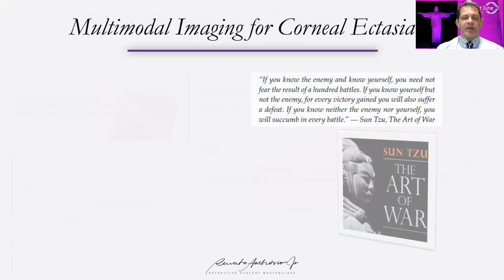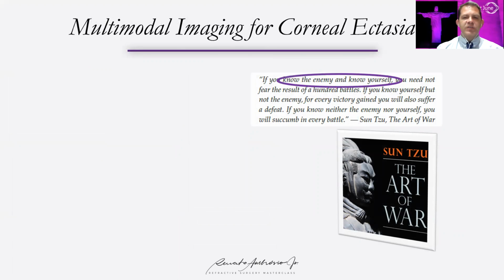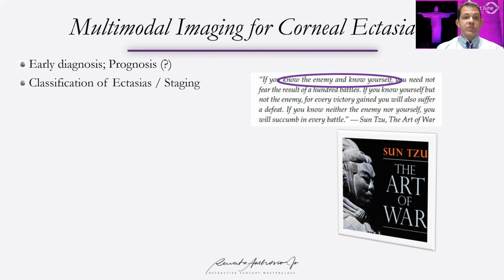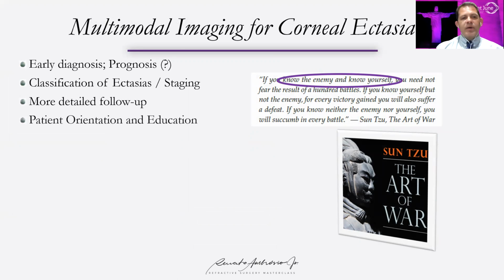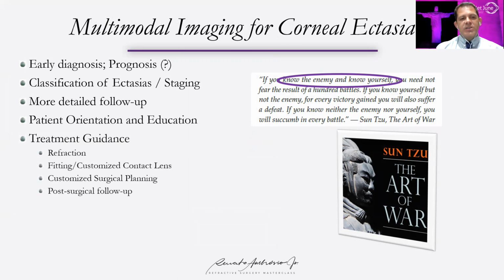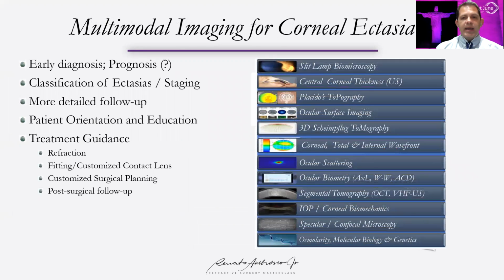Multimodal corneal imaging: we have the whats and the whys. What are we trying to achieve in terms of the goal of your work: screening, early diagnosis, prognosis, classifying ectasia, staging the disease, more detailed follow-up, which is important for patient orientation and education, and treatment guidance for refraction, contact lens fitting, customized surgical planning, and of course detailed follow-up. And we have multimodal imaging in the algorithm with applied artificial intelligence and ancient intelligence, the philosophy, so that we understand the whys, so that we can take advantage of these technologies for making the best decisions for our patients.